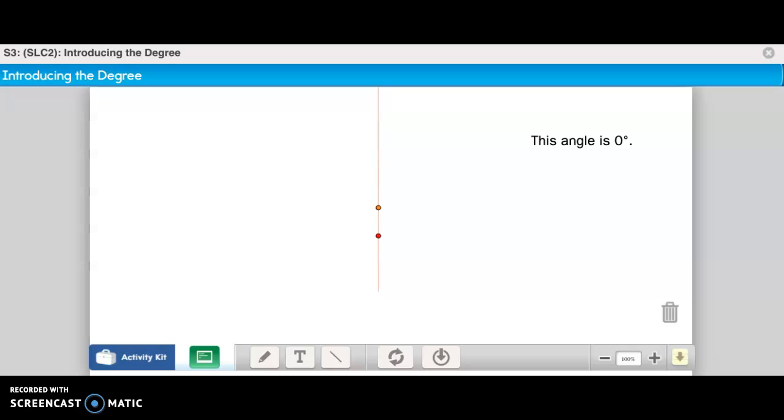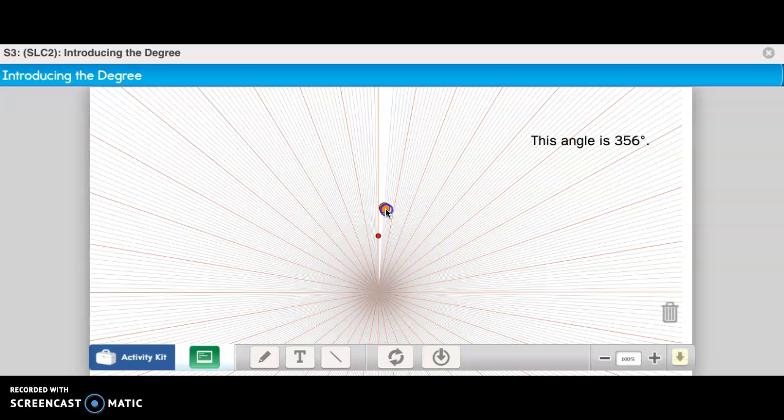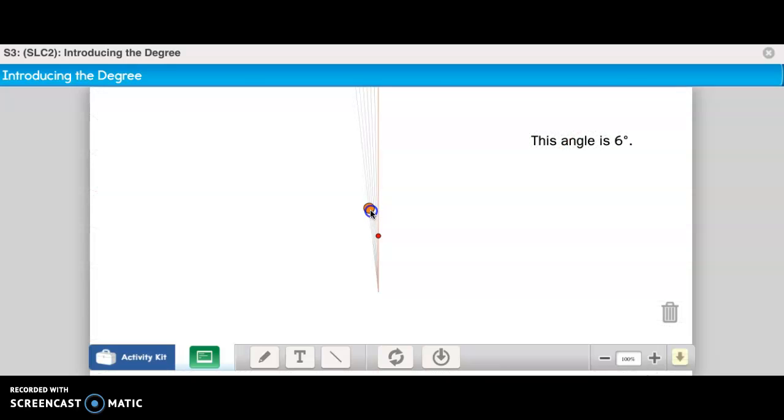Here I have this little tool that I am able to make different angles with. Right now, the angle is 0, so there's no angle. But as I make a bigger angle, the degrees get greater. Right now, this is a 15-degree angle. This would be considered an acute angle because it's less than 90 degrees.